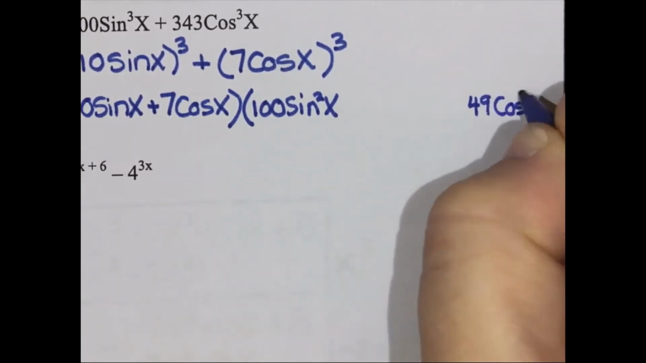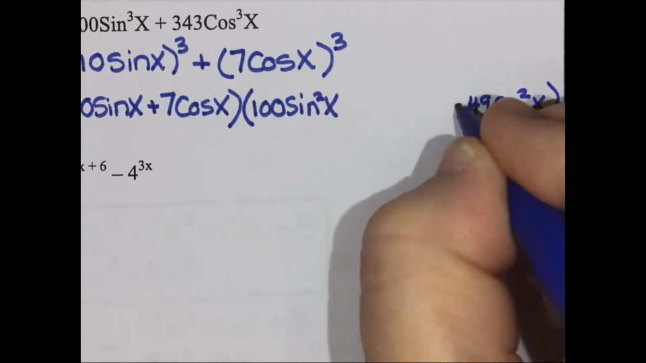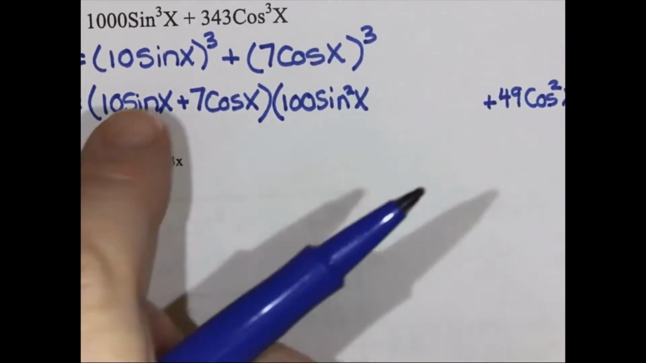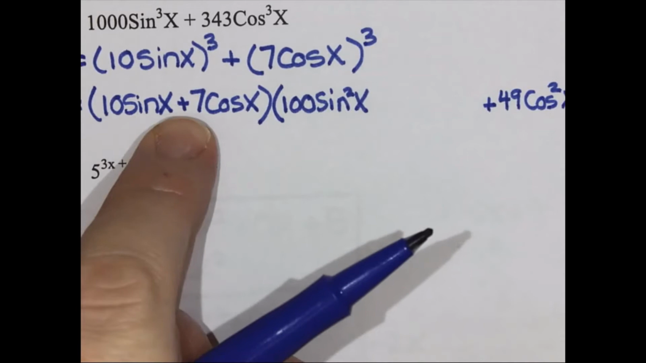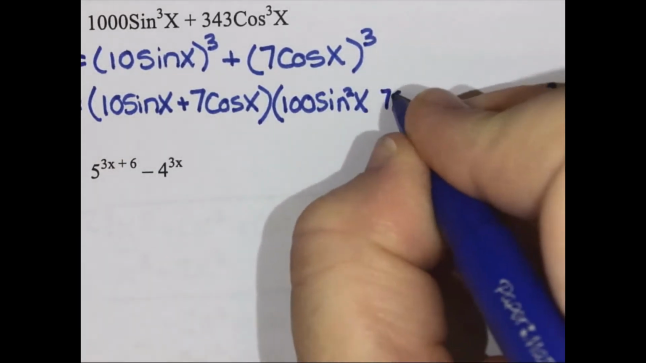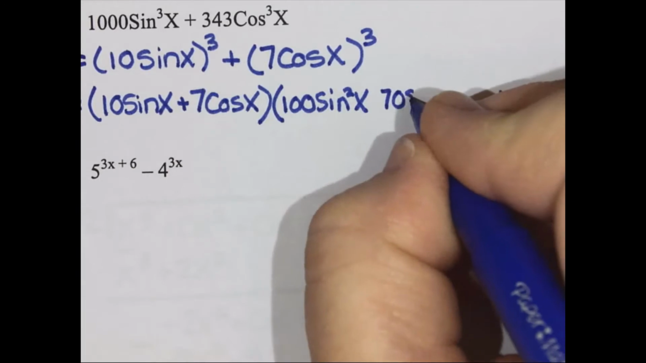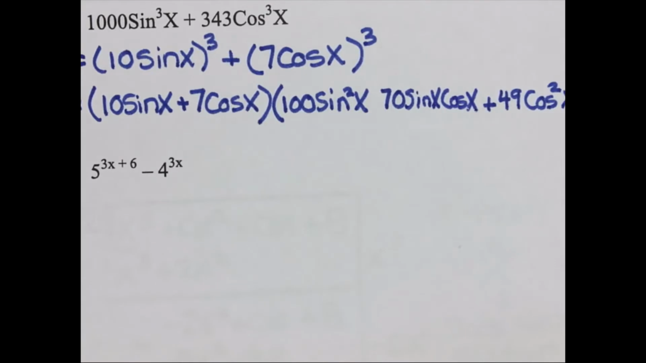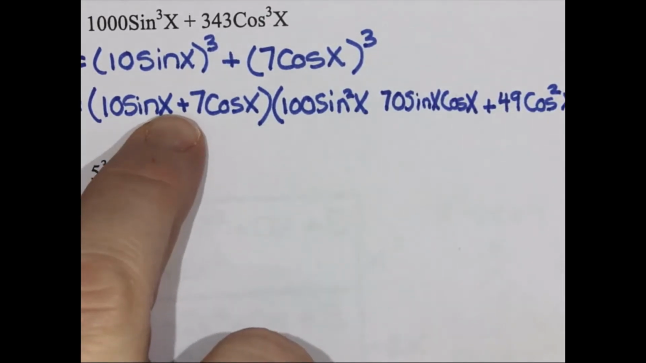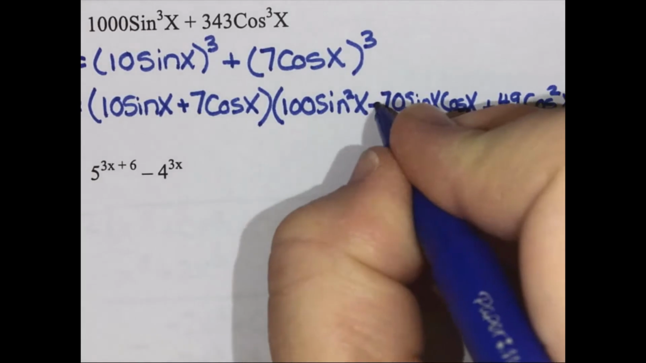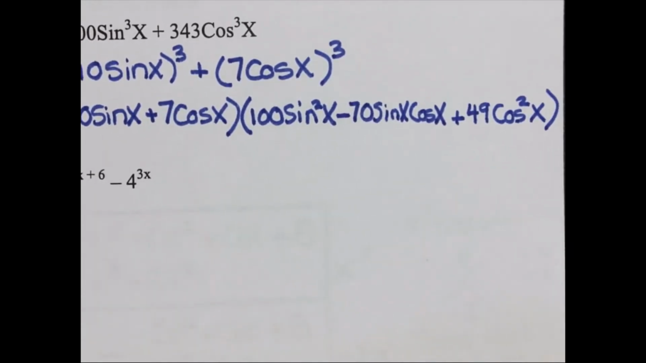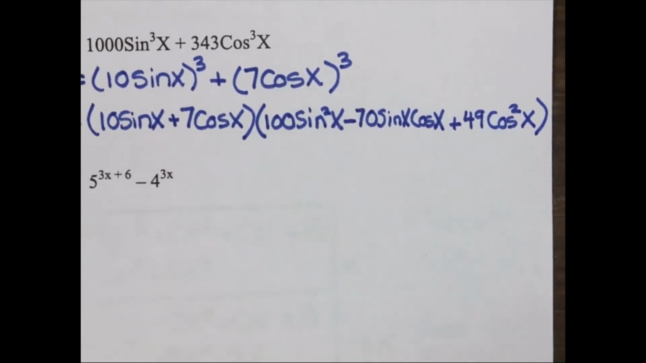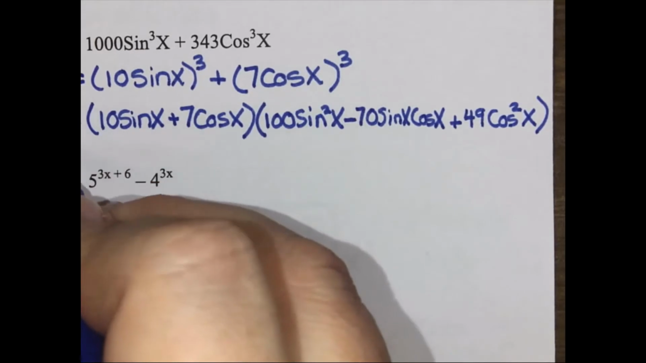And then 7 cos x squared is going to be 49 cos squared x, and it should be plus, because anytime you square something, it's always a positive. And then I'm going to multiply these two together. So 10 times 7 is 70. And then sine x times cos x is sine x cos x. Just barely got that to fit. And this is plus, so this one needs to be a minus. Maybe I'll just zoom out a little so we can see it all at once. And that is my final factored answer.